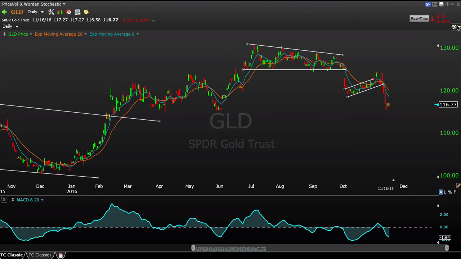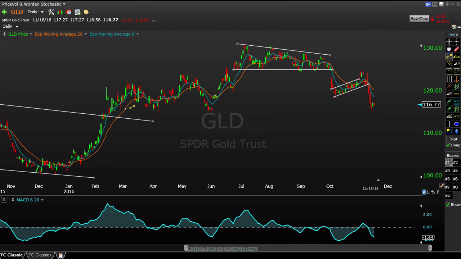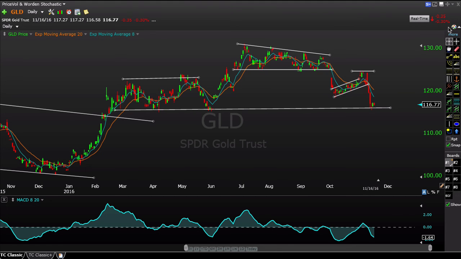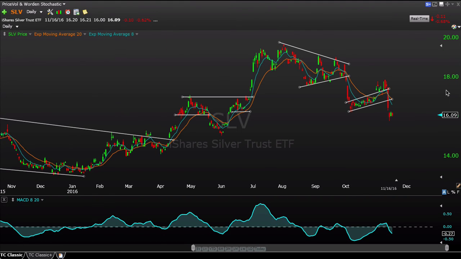Also, take a look at GLD. Silver and GLD both have this potential head and shoulders, but you can see how it's coming back down into some major support down here. You want to keep that in mind. Again, maybe this is a meaningful level we can bounce off of, maybe get back to 120 and retest the breakout zone. But once again, I do think there are some cleaner plays out there.